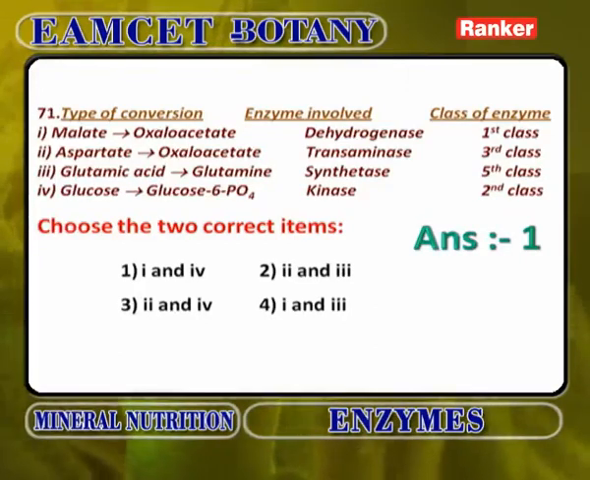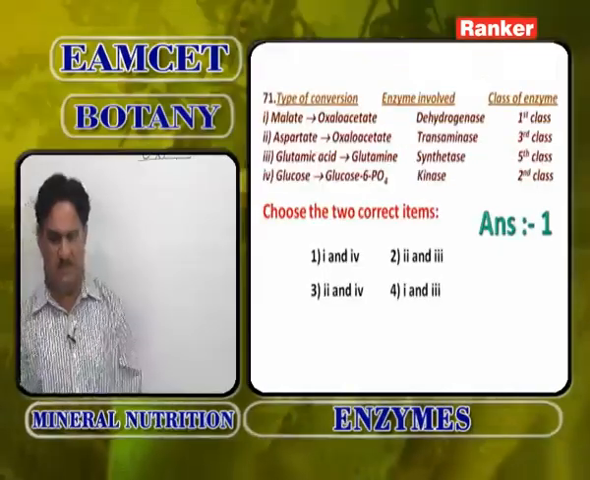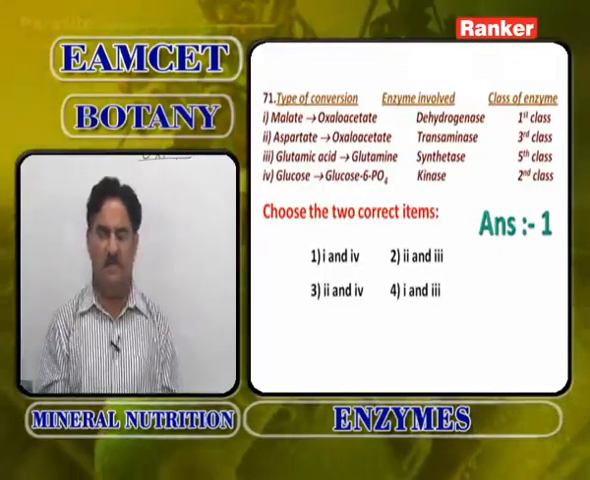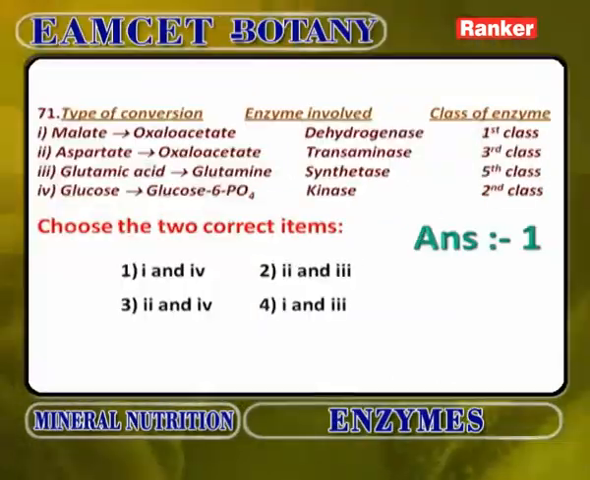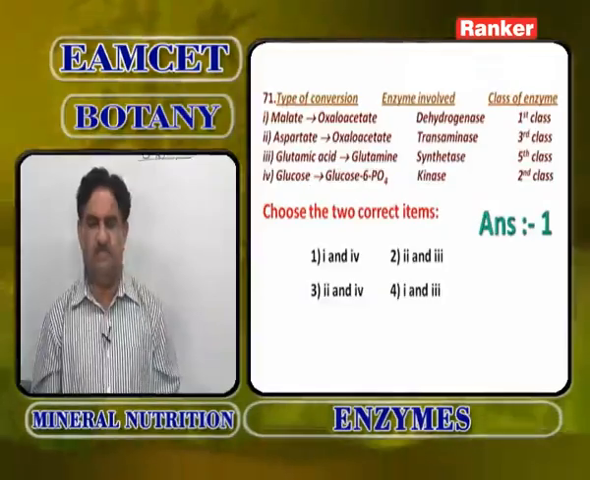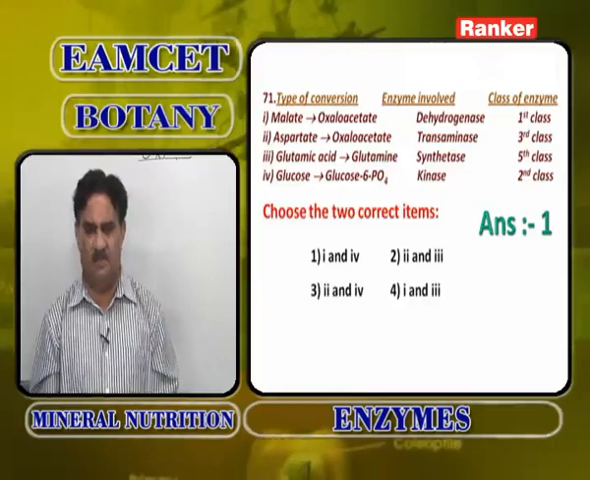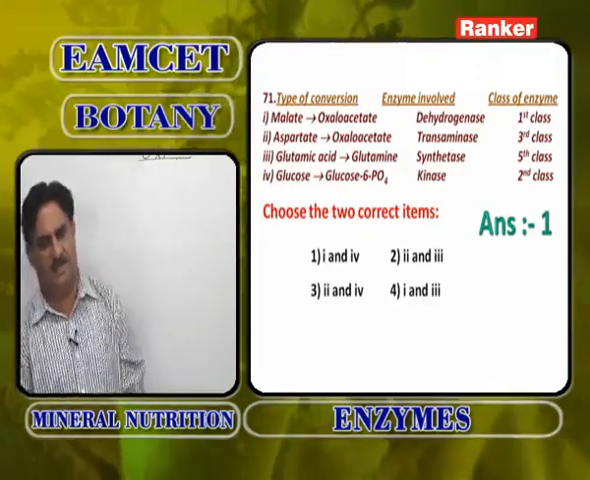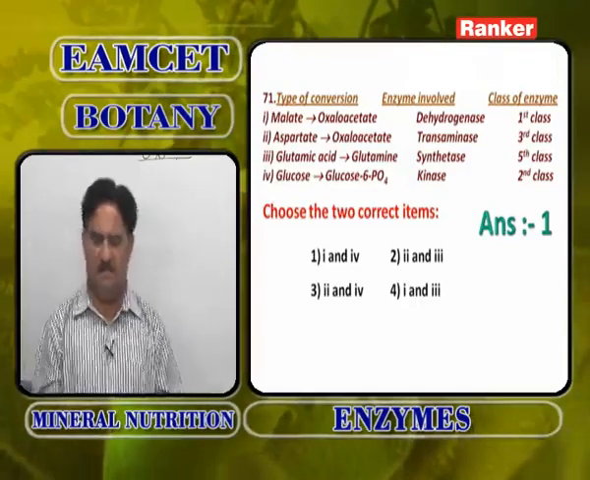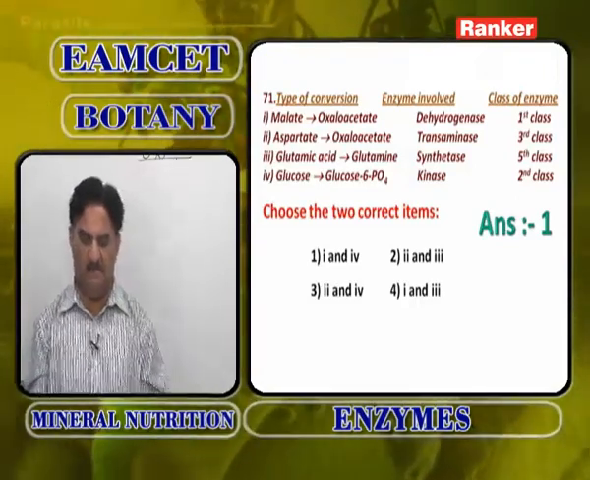Aspartate converts into oxaloacetate, transaminase, third class. Wrong. Aspartate is converted into oxaloacetic acid and alpha ketoglutaric acid, but it does not belong to third class hydrolases. It belongs to the second class, transferases. Transaminase belongs to transferases, not third class, but second class of enzymes.